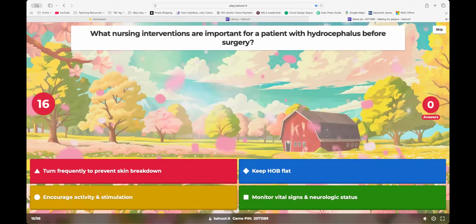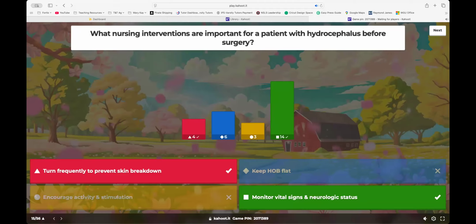So with hydrocephalus, we've got that extra fluid in our head. We've got that giant boggy head that's really soft. How do we keep these kids safe before we can surgically correct this? Yep. So we're going to monitor our vital signs and our neurologic status so that we know anything internal that might be going wrong. And then these kids need to be turned frequently to prevent skin breakdown.